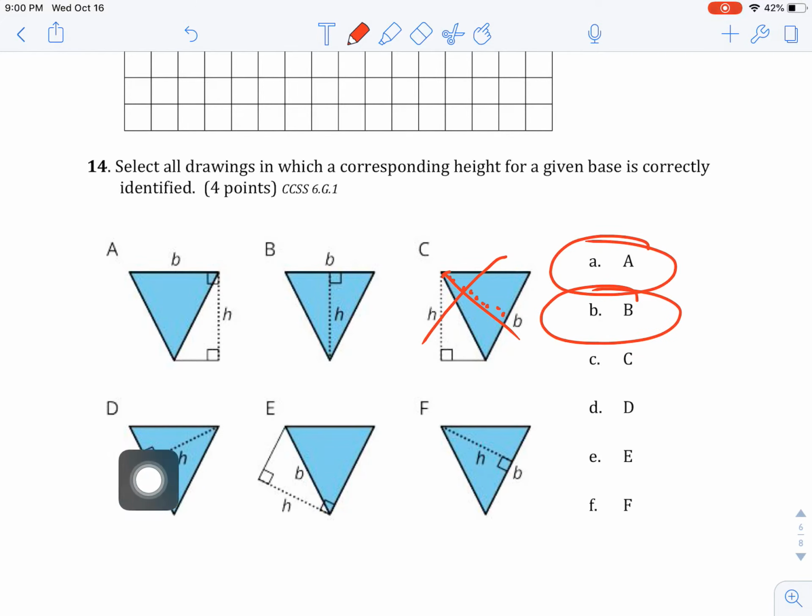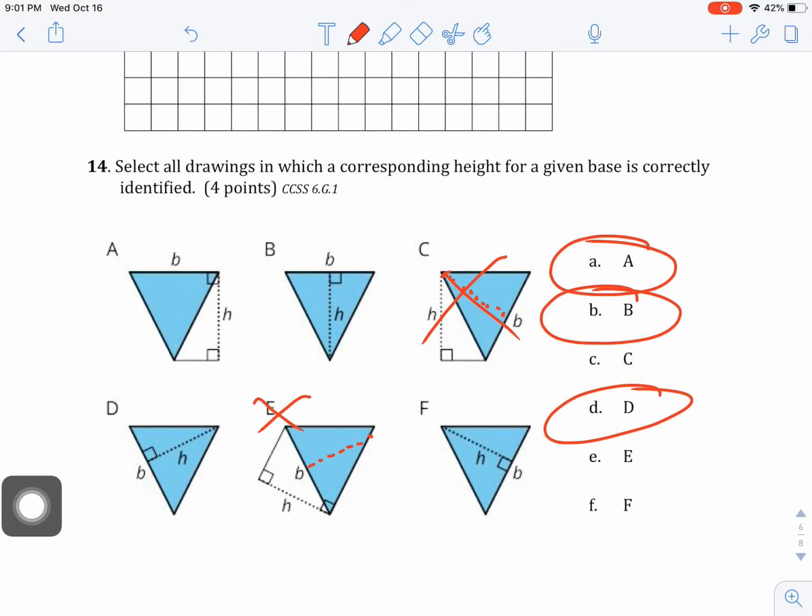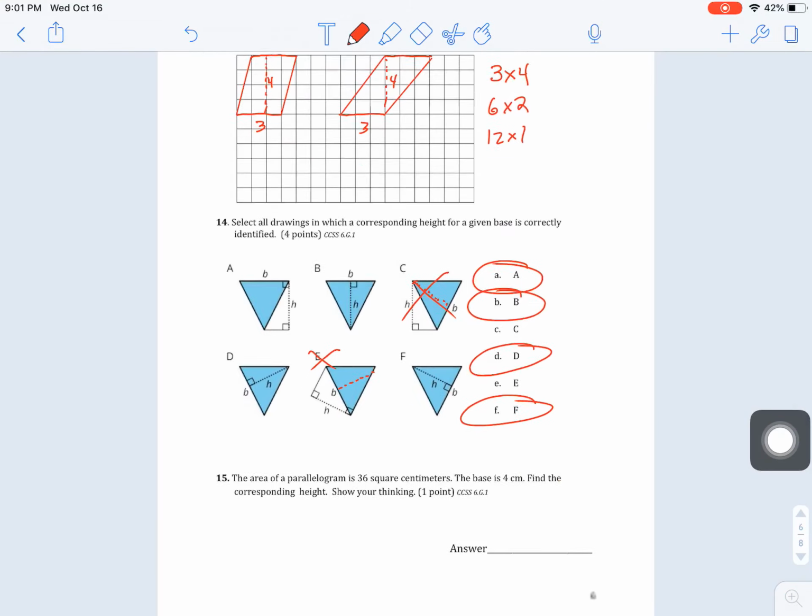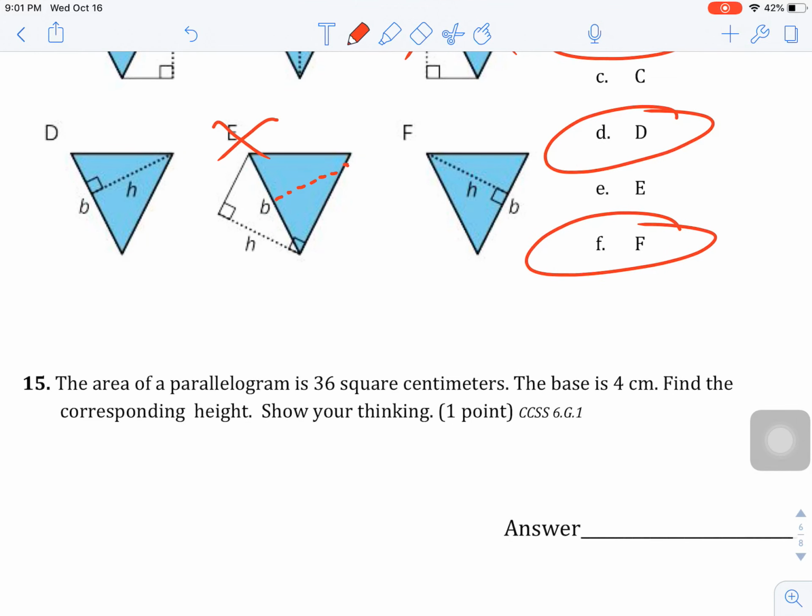D, here's our base, the height goes up at a 90, works. E, I know it shows a 90, but if this is my base, the height should be going up like that, so it's not E. And F, here's our base, the height goes up, just like I drew on some of them, definitely works. Okay, last one here on this page.